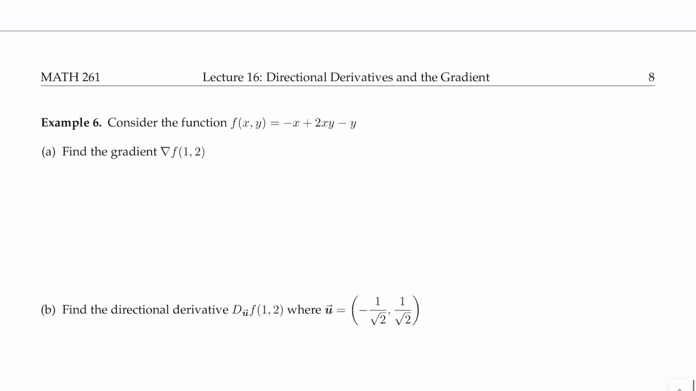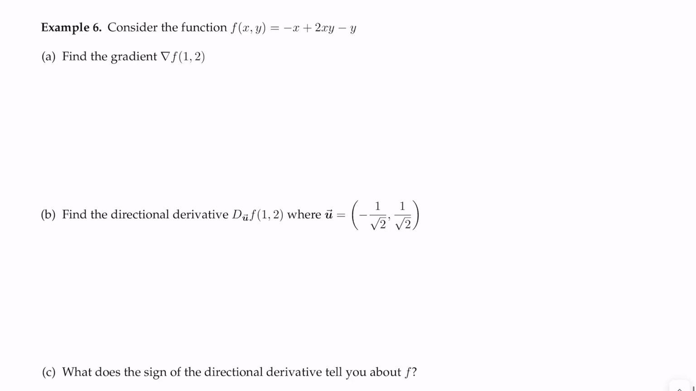Now I'm going to move on to the last example here. In the last example, I would like to consider the function f of x comma y equal to negative x plus 2xy minus y. The first question asks you to find the gradient of the function at the point 2 comma 1. So this should be easy for us at this point.